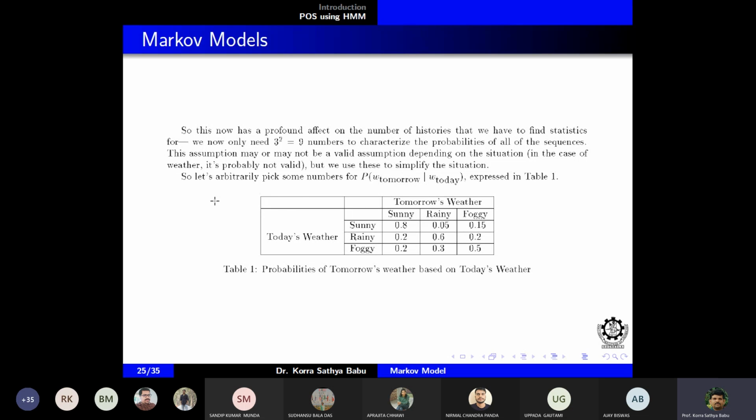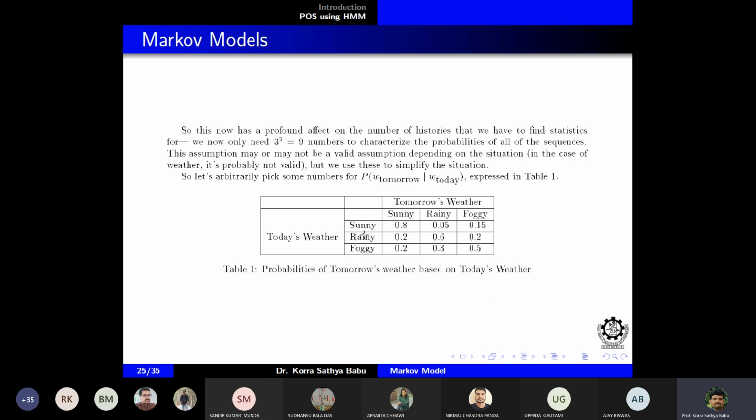For example, let's arbitrarily pick some random probabilities. Let us assume the probability of W, the weather of tomorrow given the weather of today, can be expressed in this table, tomorrow's weather and today's weather. For example, if today's weather is sunny, what is the probability that tomorrow it will be sunny? It is 0.8. This is just random numbers, but it can also be derived from the previous history. If a data set is available, you can derive this.